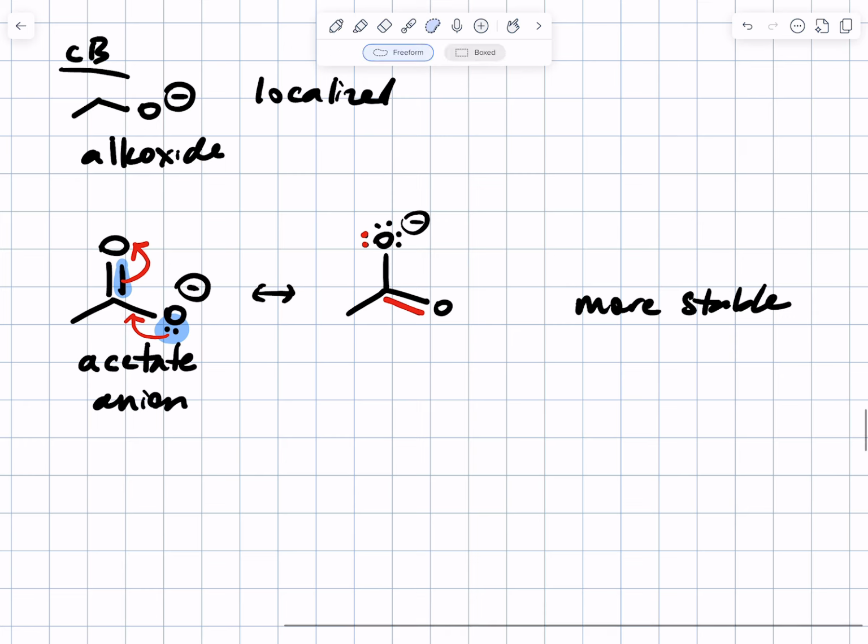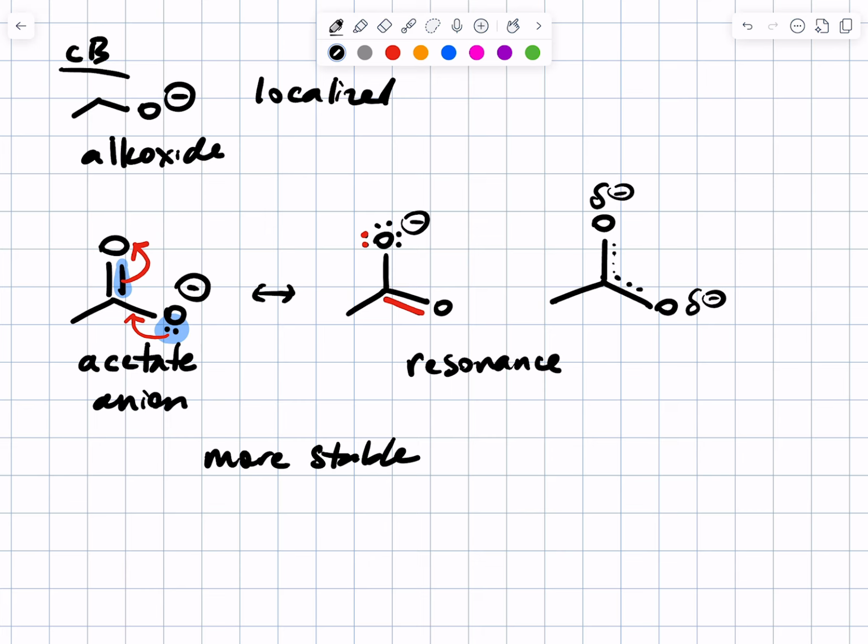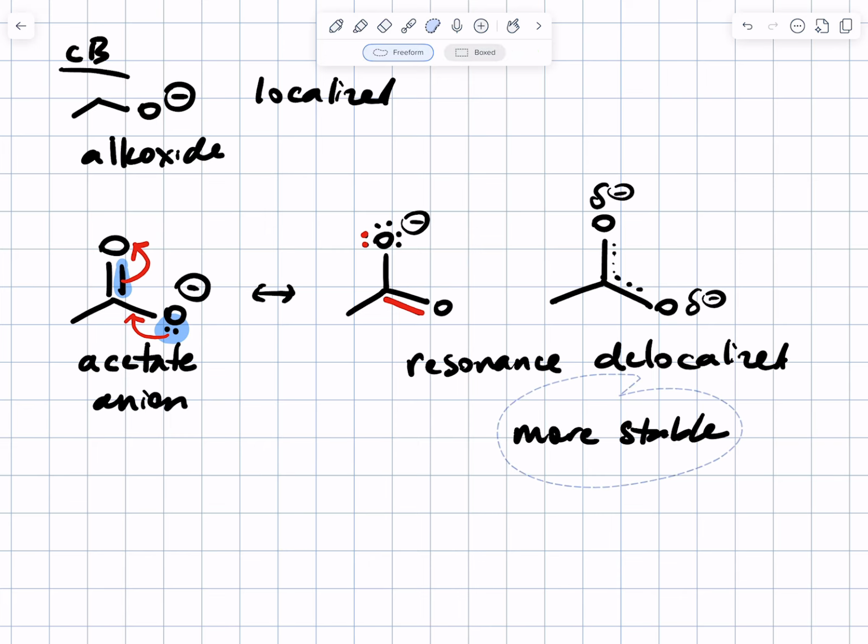And what this tells you is, if we were to draw a hybrid structure, what you would see is that there was partial double bond character between each oxygen, and each oxygen evenly shared the negative charge. So this is called resonance delocalization. It allows the electrons to spread out through space, and spreading out is more stable.